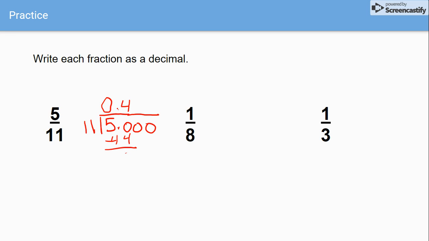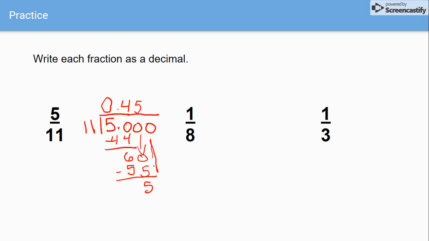I'll get this right at some point. So 50 minus 44 gives me 6. I bring that down and I get 60. Well, does 11 go into 60? Yeah, it goes into it 5 times. So when I do that, that's 5. And I bring down this 0.